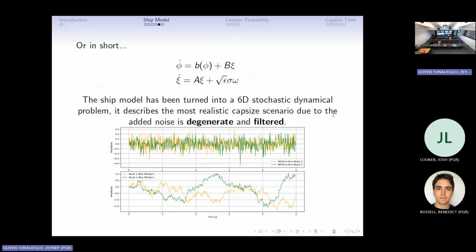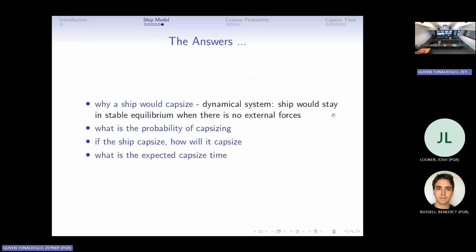Okay, so now we have answered the first question. Why should we capsize? Because we have external disturbance from the wave, from the wind, that caused the ship to capsize. And we also emphasize here that the noise added to the ship is filtered and degenerate. The next question, what is the probability of capsizing?